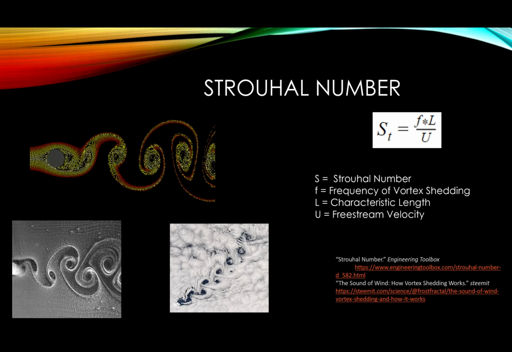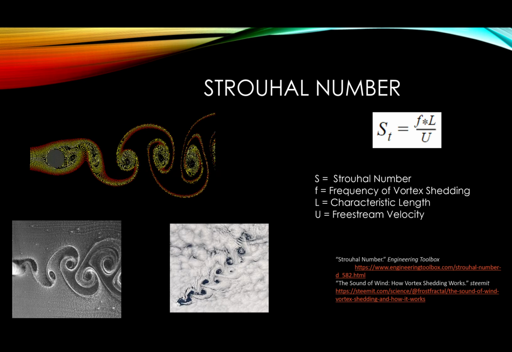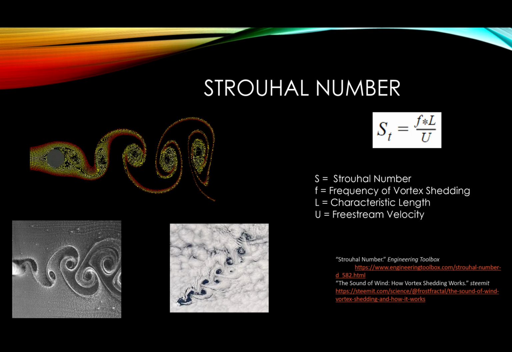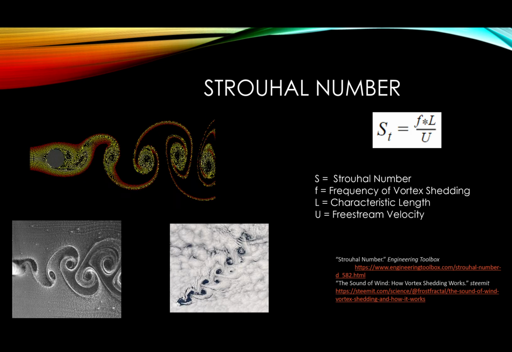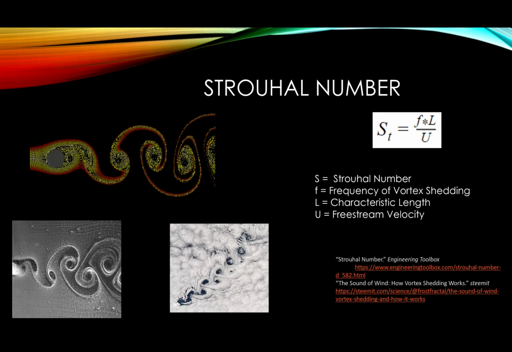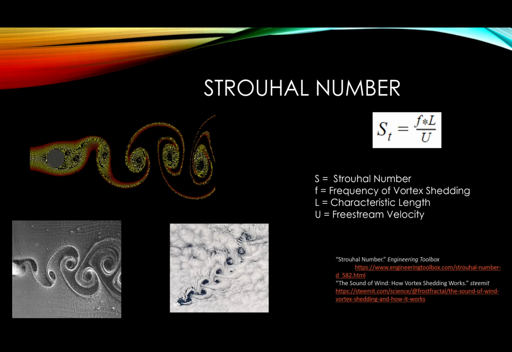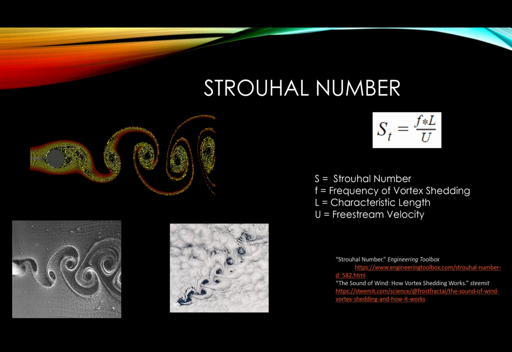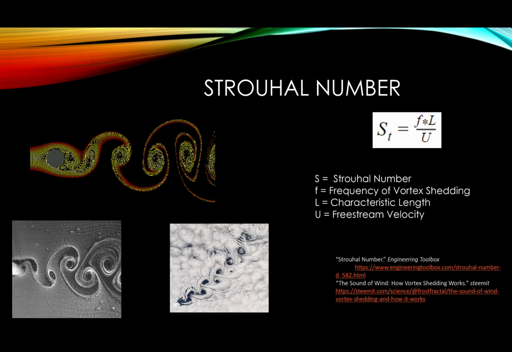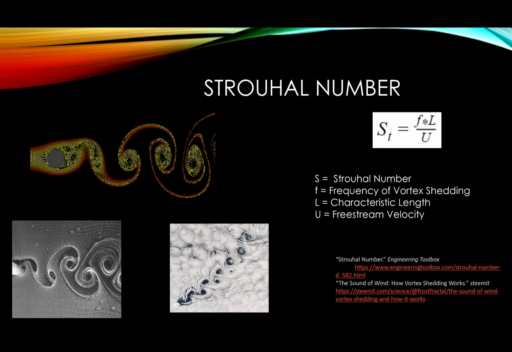The Strouhal number is a non-dimensional number used to characterize the vortex shedding off of an object. The Strouhal number describes the ratio between the inertia caused by the unsteadiness in the flow in comparison to the inertia of the unaffected flow. In other words, it compares the turbulence caused by the object to the laminar flow that encounters that object.